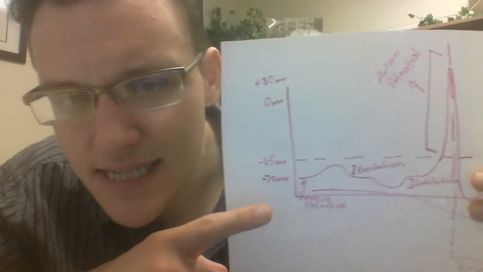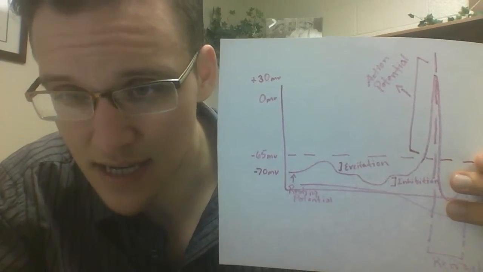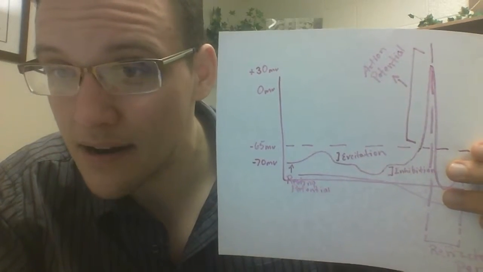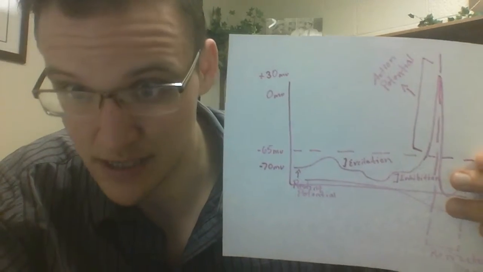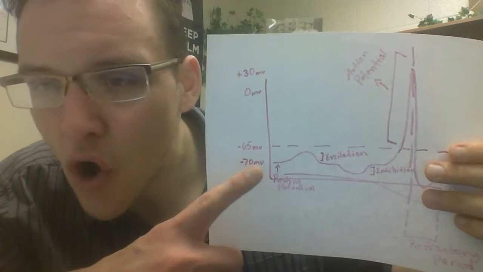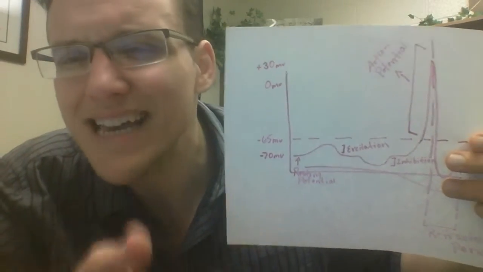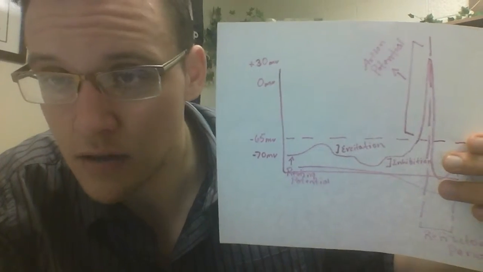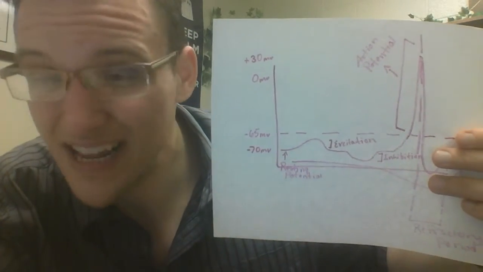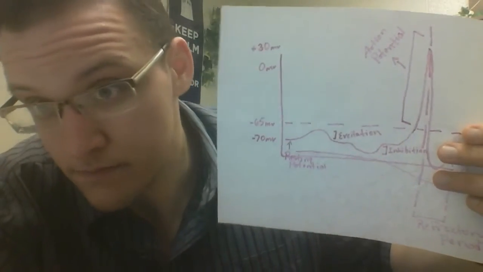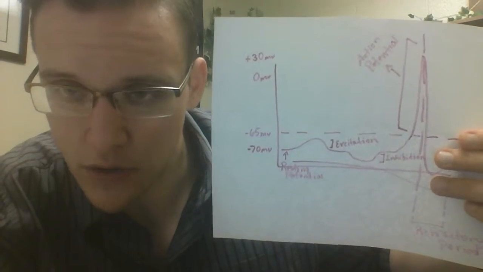Now, because depolarization causes the cell to move closer to the threshold of excitation, and moving closer to the threshold of excitation increases the chances of an action potential, all things that depolarize the neuron have an excitatory effect because they increase the chances of the neuron becoming excited. Anything that hyperpolarizes the neuron, anything that moves it further away from zero and further away from the threshold of excitation, lowers the chances of that neuron becoming excited.